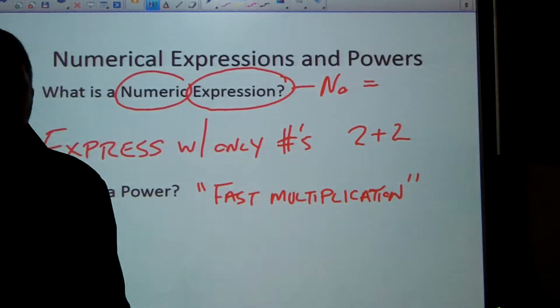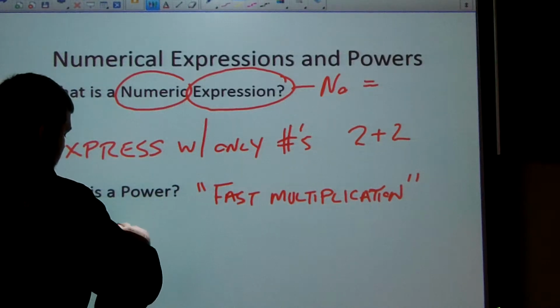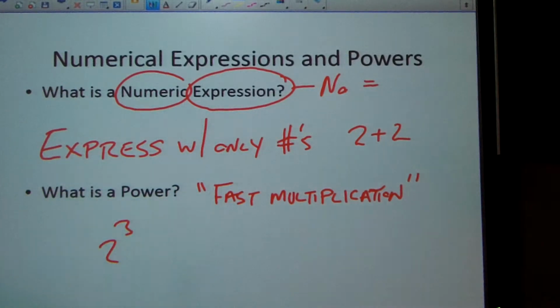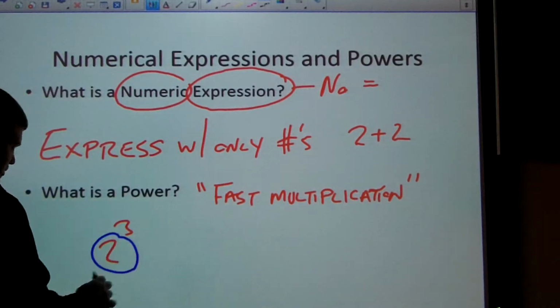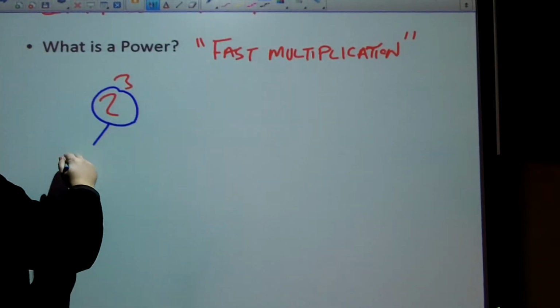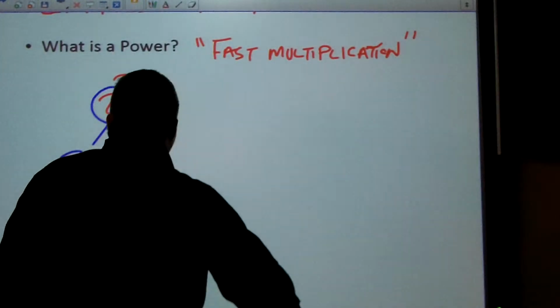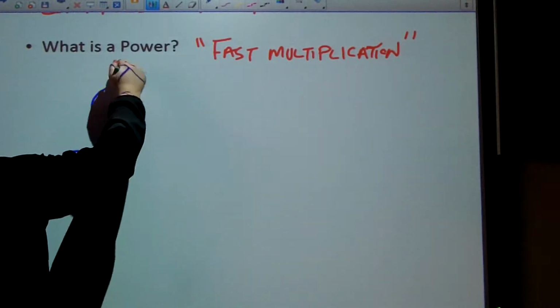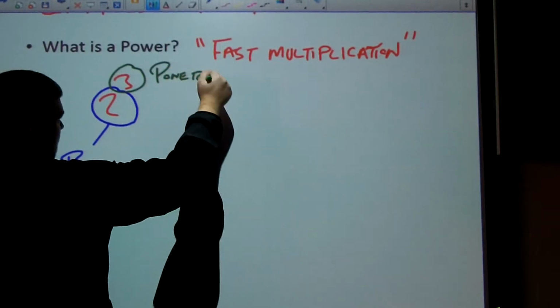Some people call that repeated multiplication. So for instance, if I have 2 to the third, this 2 to the third is called a power. Okay? It has 2 parts. The number 2 here is called a base. And the number 3 up here in the air is called the power or exponent.